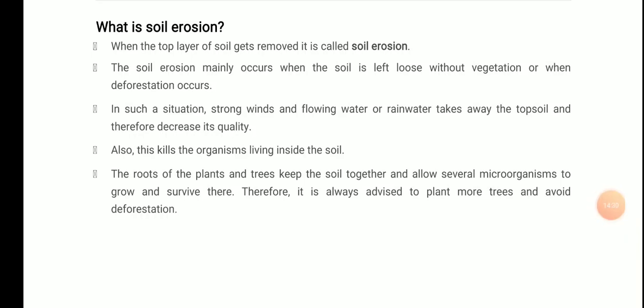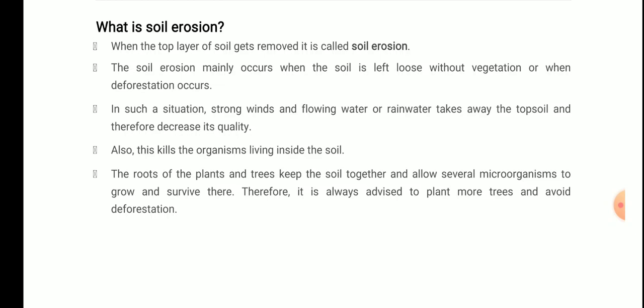Okay, students, so the last topic is, what is soil erosion? You might have heard this term very often, soil erosion. What happens when the soil gets eroded or moves away from that place is termed soil erosion. So we can definitely tell that it is because of the movement of water or heavy wind. This leads to the soil erosion.